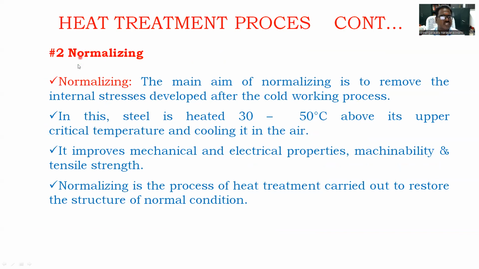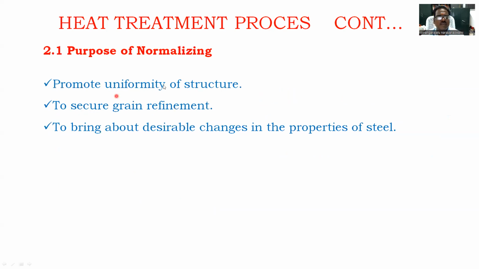Next treatment is normalizing. The main aim of normalizing is to remove the internal stresses developed after the cold working process. The steel is heated 30 to 50 degrees centigrade above the upper critical temperature and cooled in the air. It improves the mechanical and electrical properties, machinability, and tensile strength. Normalizing is the process of heat treatment carried out to restore the structure to normal condition. Purpose of normalizing: promote uniformity of structure to secure grain refinement, and bring about desirable changes in the properties of steel.